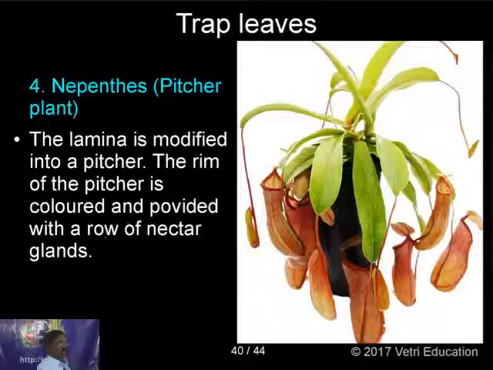The insects are attracted by the bad smell of this Nepenthes pitcher. As soon as the insect enters it, because of the digestive fluid, it is killed. And also the tentacles, small hair-like structures facing towards inside, prevent the insect from coming out. It is digested. It is also provided with a row of nectar glands.